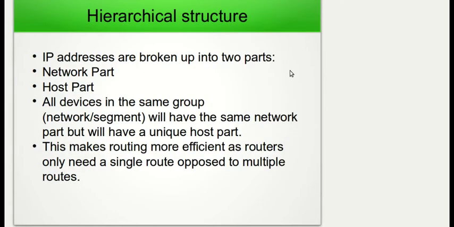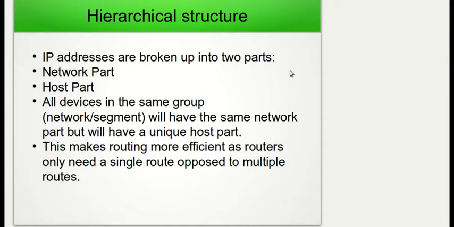If you remember from the IP version 4 protocol video, an IP address is broken up into two parts, the network part and the host part. The network part is the part of the address which has a special meaning in that it is used to group devices together. Devices in the same segment, in the same network, will have the same network part, but will have a unique host part. The host part is used to uniquely identify the host within that segment, within that subnet.